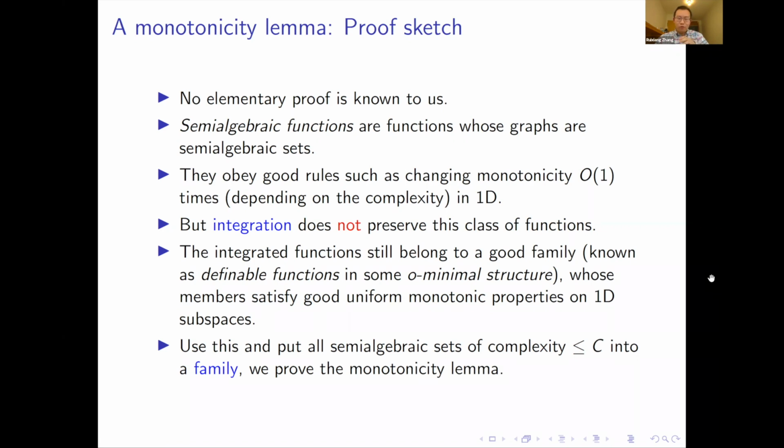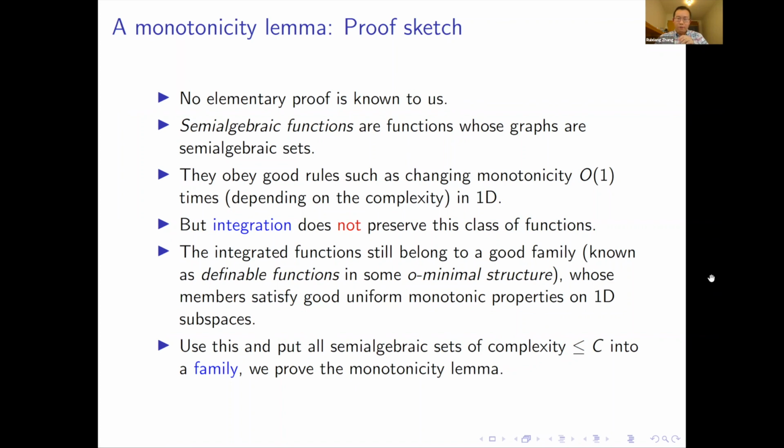So we're forced to use something heavier, which is known as the O-minimal structures. It's known, I think, by Cluckers and Miller in 2004, that if you integrate, then they still belong to a good family. I guess that the family is good is proved elsewhere. It's also a deep theorem. And the family, I can only say its name at this point. It's known as the definable functions in some O-minimal structure. But once you have this family, its members also have good uniform monotonic properties in one-dimensional subspaces.